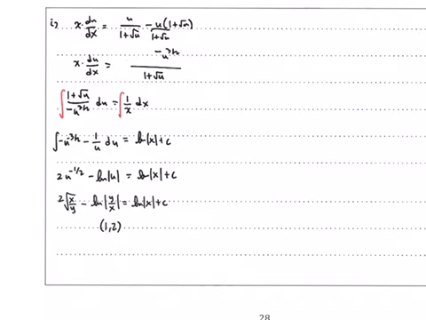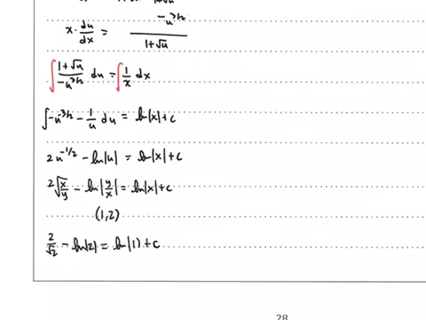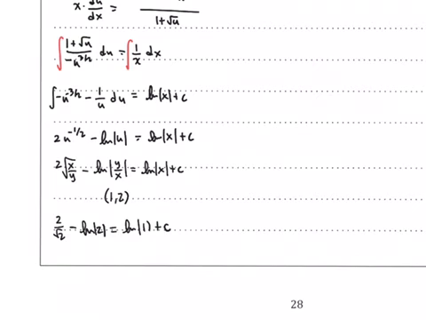So if I have 1, 2, that gives me 2 root 1 over root 2, so that'd be root 2, that's 1 over root 2, minus ln of 2 is equal to ln of 1 plus c. So it looks like c equals, I'm going to simplify this. If I rationalize that, I get root 2. So I should have root 2 minus ln of 2. Okay, I like that.